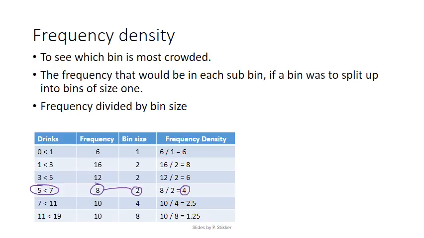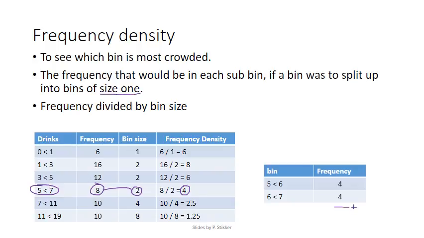4. This 4 in itself is actually, if we would split up the 5 but under 7 category in sizes of 1, so bin size of 1, and the total should therefore still remain that 8, and therefore indeed each of these gets a frequency of 4, which is therefore the frequency density up here.